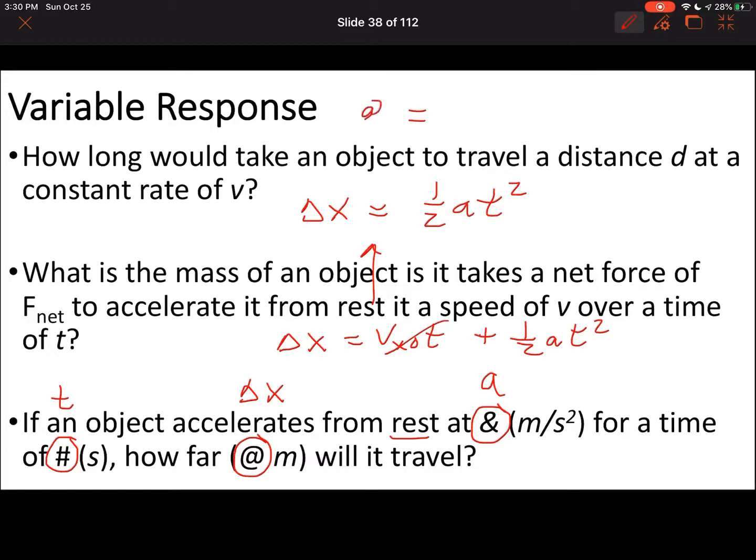But now, in this case, I don't want delta x, a, and t. For whatever reason, I decided to use these crazy symbols. So I can say at symbol, our distance, is going to be equal to 1/2 times my ampersand. Oh, I can't draw an ampersand. That was literally my best.